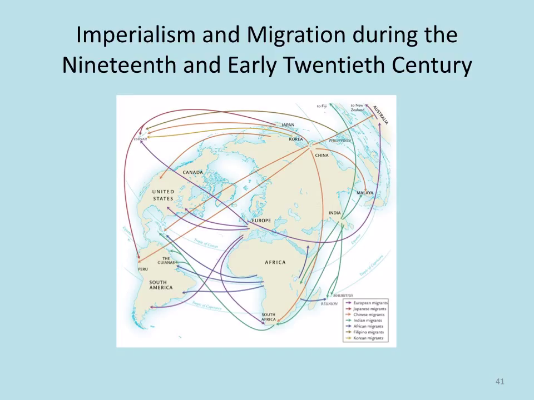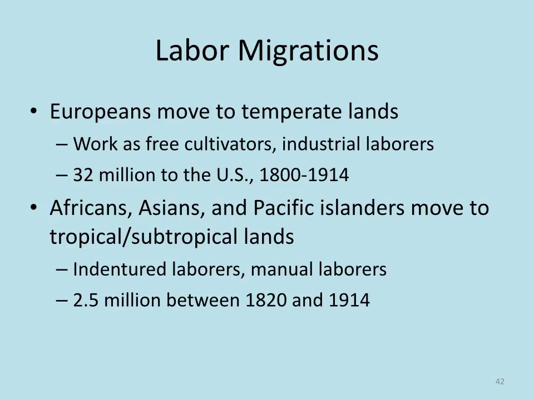We're also going to see the movement of people. People are going to be moving all over the world in order to find work. They're going to move to temperate lands. New Zealand, Australia are perfect examples. They're going to work as free cultivators or industrial laborers. About 32 million are going to move to the United States between 1800 and 1914. We're going to see that Africans, Asians, and Pacific Islanders are going to move to tropical and subtropical lands just to find jobs as indentured servants, laborers, and manual laborers. And we're going to see massive movements of people at this time trying to find a place to fit in.